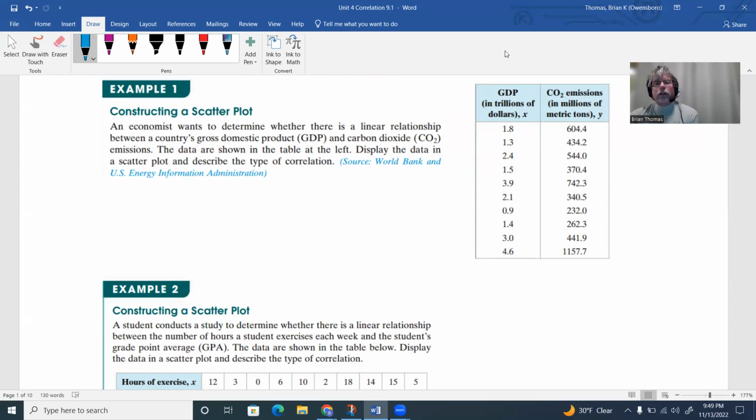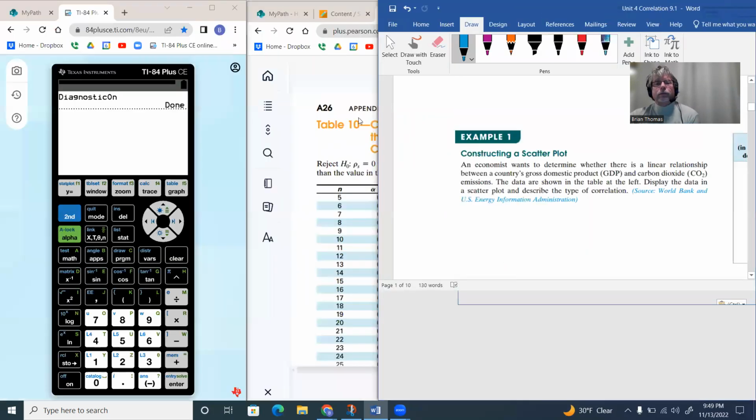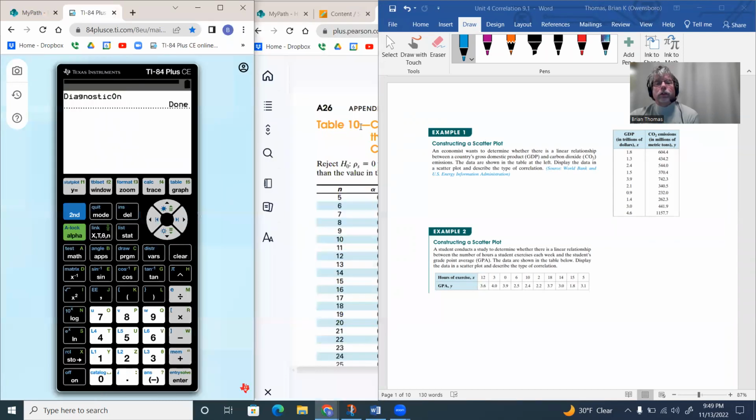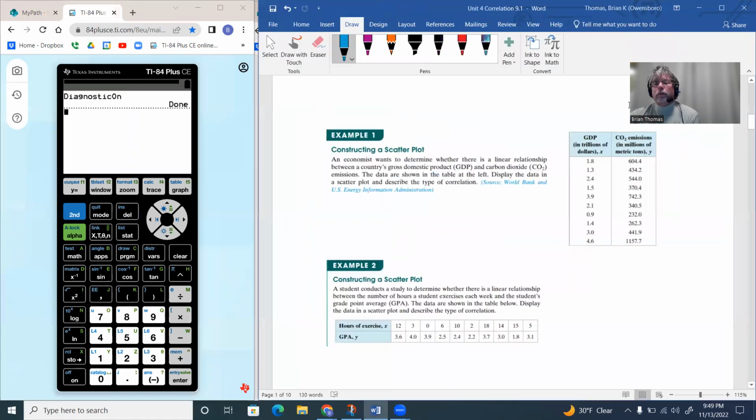So we'll need our calculator. So I'm going to slide this over. Get this back up. Maybe slide this back over a little bit. Make this a little bit bigger so we can see the data. Get me out of the way.